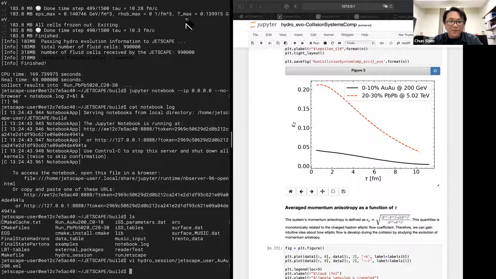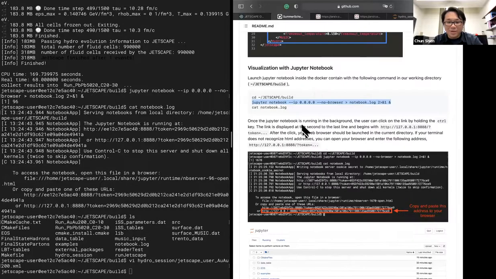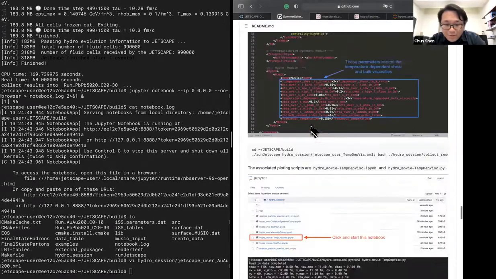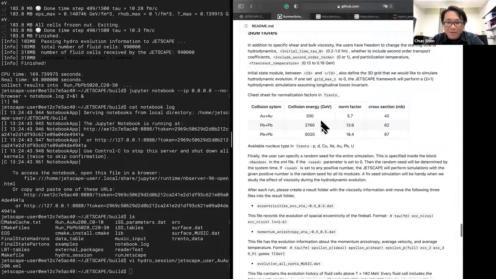So that's the first exercise, trying to give you some intuitions about how we can change the collision system to the one you like. As I already mentioned in the side note, we list a few options that you can play around with in private. You can change the XML file to different collision systems that you would like to do. For example, you can change the energy. You just need to remember to change the normalization factor and the cross-section accordingly together with the energy.